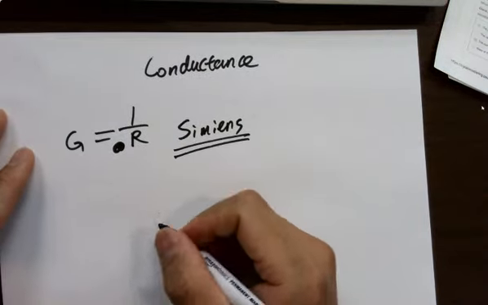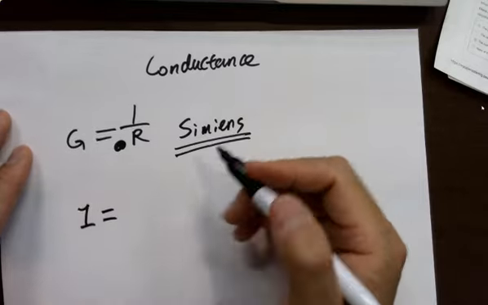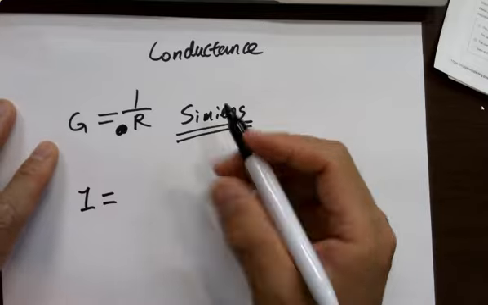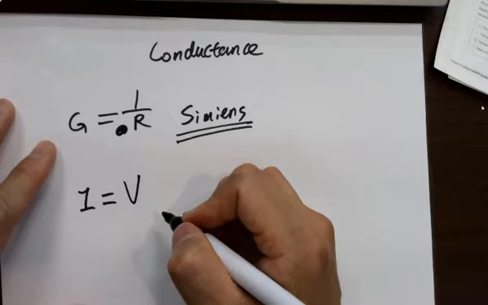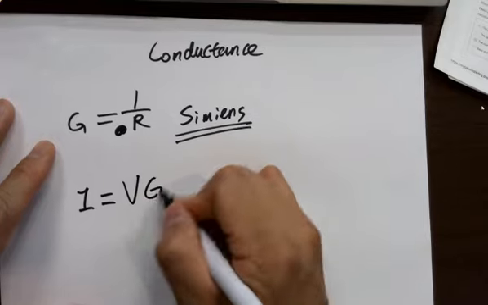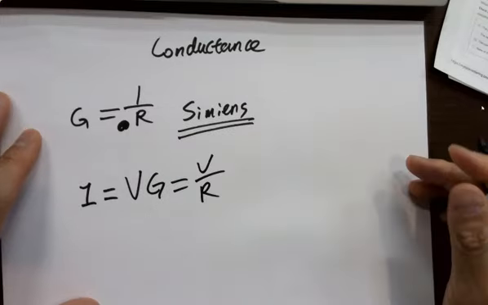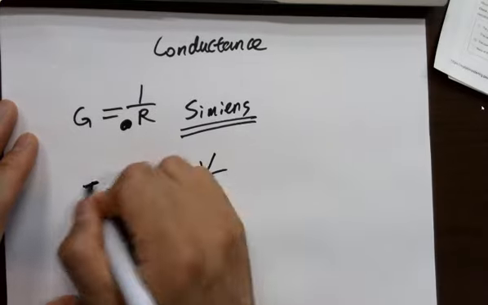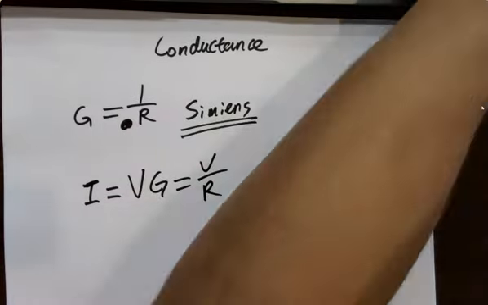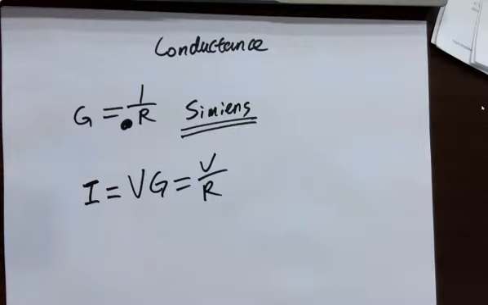So in that case, I equals what? If you use G in the equation, I equals V what? VG, right? Because G is 1 over R, so it's going to be like V over R. I think this is all you need to know to solve the problem. So that's tutorial 2, probably. All right, conductance.